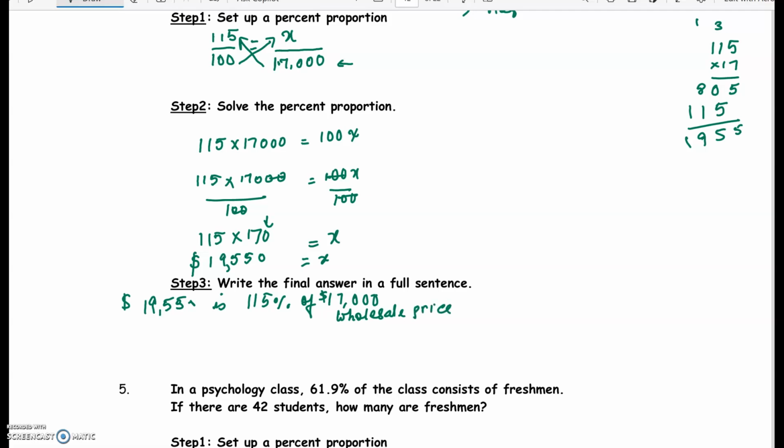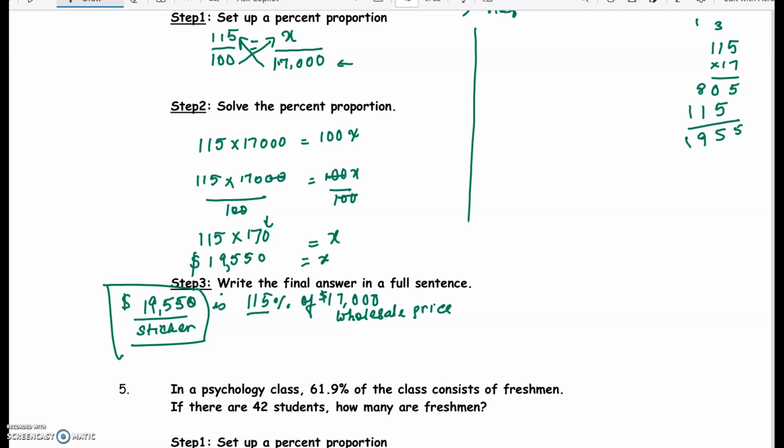And you think about it to make sure that it makes sense. So this is your sticker price. It's sold at a higher price because it's 100 plus a 15%. So this is a sticker price and this is the wholesale price. So the sticker price is $19,550.